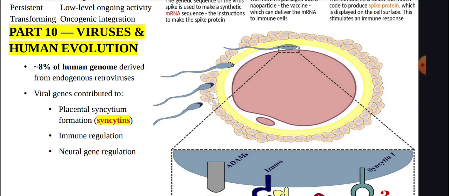But every once in a while, a typo changes the shape of a surface protein, like hemagglutinin, just enough that the antibodies you made last year don't stick to it anymore. That's antigenic drift. That's why we need a new flu shot every year. The target has moved slightly. And then there's the big one, antigenic shift. That is the catastrophic event.